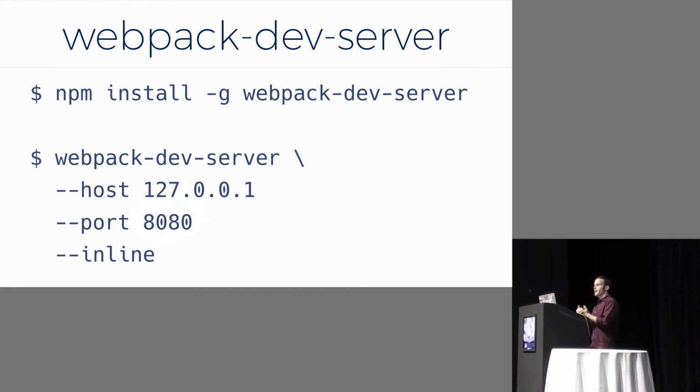So to get Webpack Dev Server installed, as you might guess, it's installed by npm. We'll use the G flag because it's a global dependency again. And then we'll run Webpack Dev Server. And there's a few flags we can provide. In this case, I'm going to provide a host flag and say I want it on the normal localhost IP address. It defaults to port 8080 actually, but I provided that here just to show you you can choose whatever port you want to use.